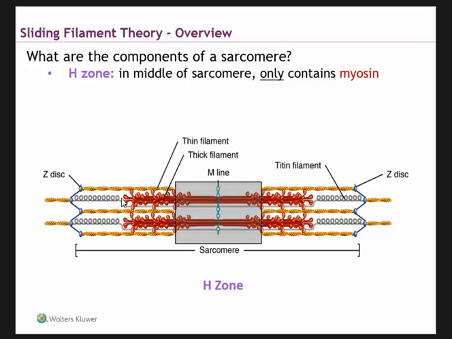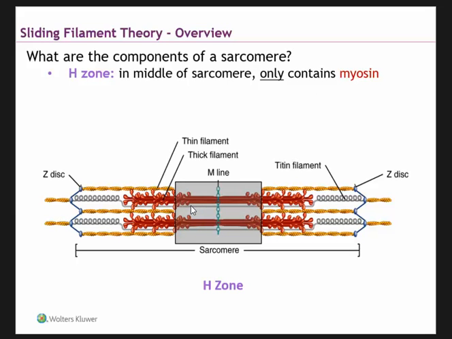And then next is the H zone. The H zone, you're like, maybe this looks similar to the A band, and it does look kind of similar, but remember the A band consists of all the myosin. This just consists of the middle of the myosin. So it's the middle of the sarcomere, and it's only the myosin. You can see that there's no actin contained in the H zone.